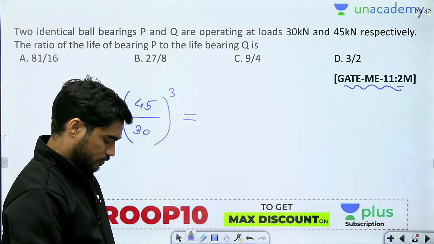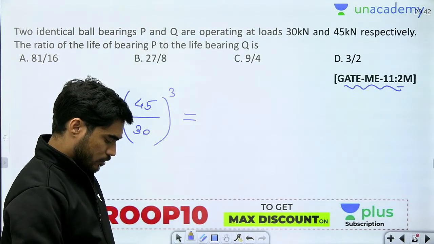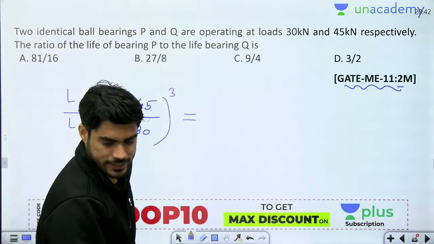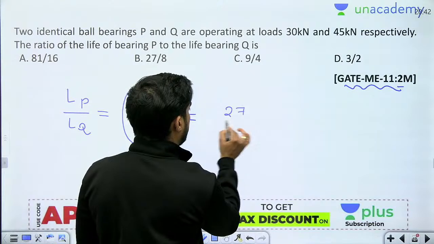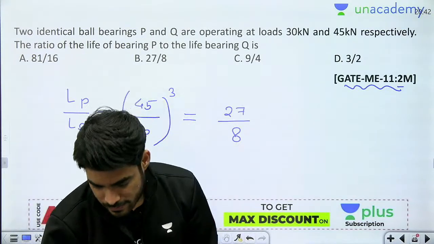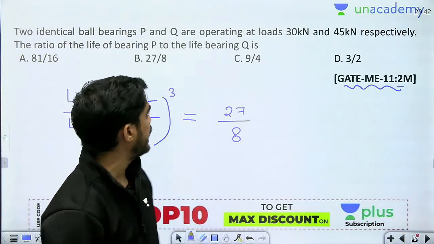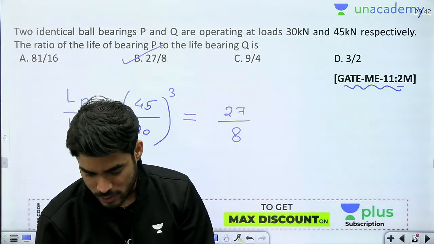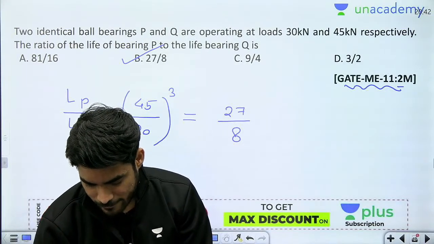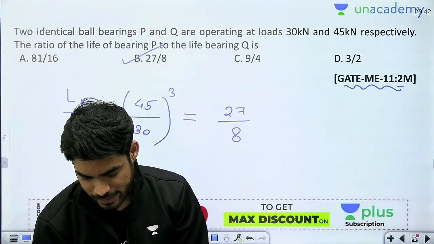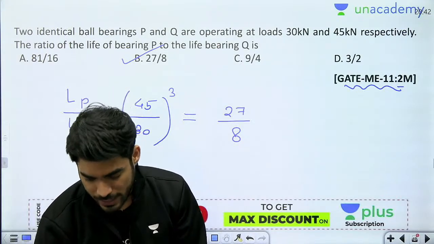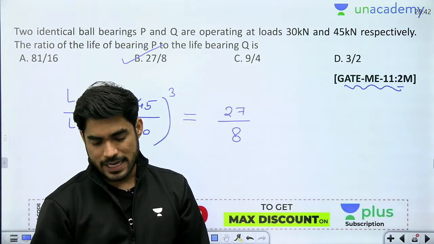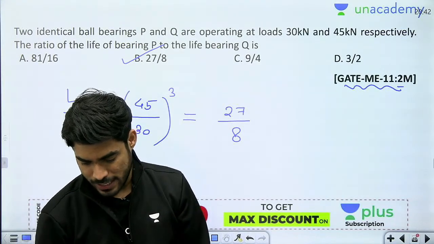45 by 30 whole to the power 3, it will be 27 by 8. Yes, 27 by 8. Yes, Narayani, 27 by 8. The answer will be 27 by 8. GATE 2011, 2 marks question. Very good Dinesh, Palak, Kalpesh, Utkarsh. B is the answer, 27 by 8.